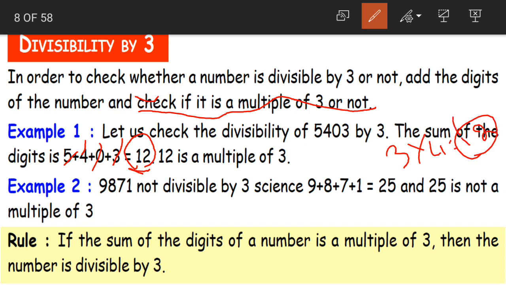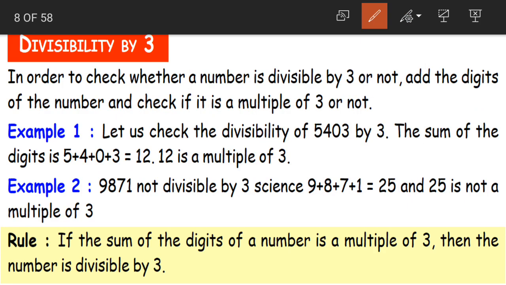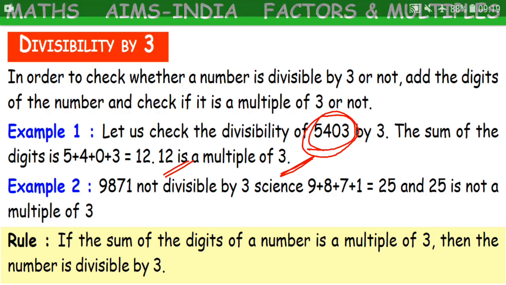So what does 12 become? 12 becomes a multiple of 3. 3 becomes a factor of 12. Yes, understood? Now as 12 is a multiple of 3, the complete number 5403 becomes divisible by 3. Understanding, children? What did we do in order to check whether a number is divisible by 3 or not?